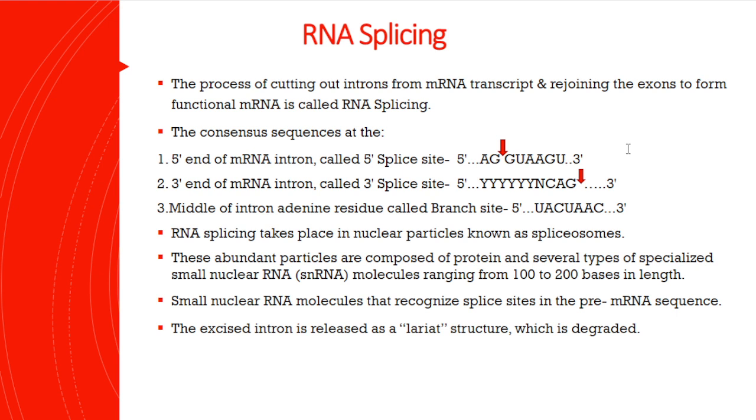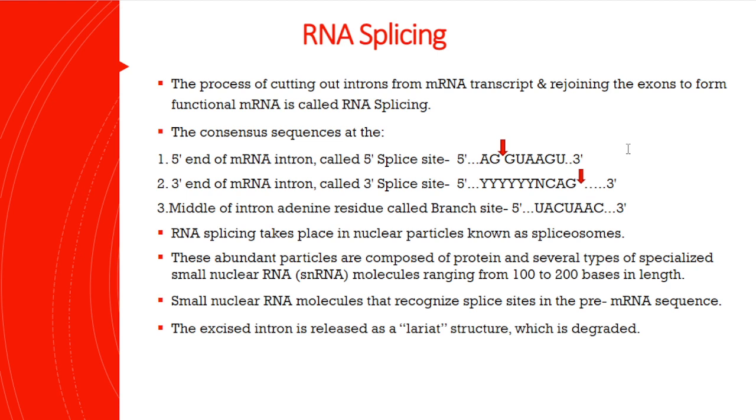Before splicing occurs, the mRNA is called HnRNA, that is heterogeneous nuclear RNA. The process of cutting out the introns from the mRNA transcript and rejoining the exons to form functional mRNA is called RNA splicing. So basically, what do you understand by intron and exon?